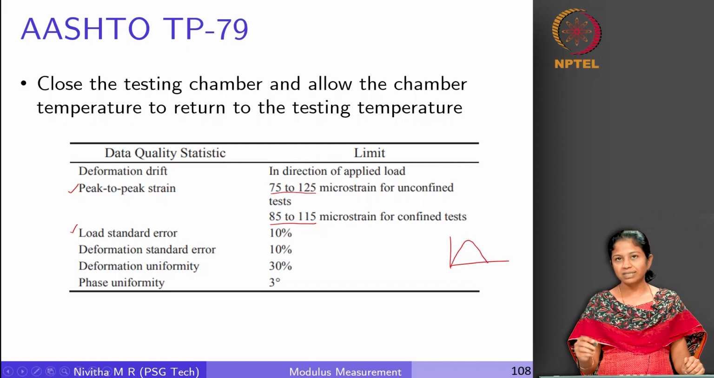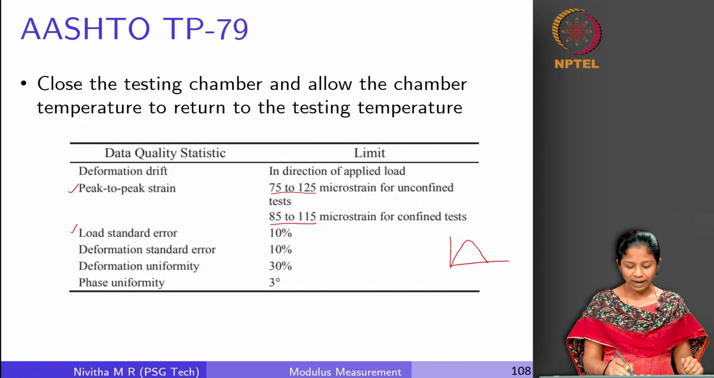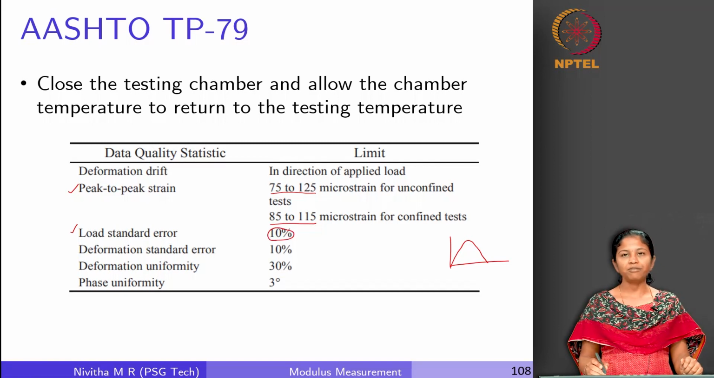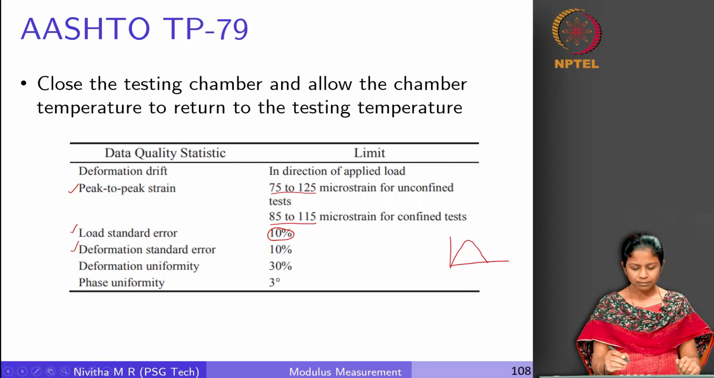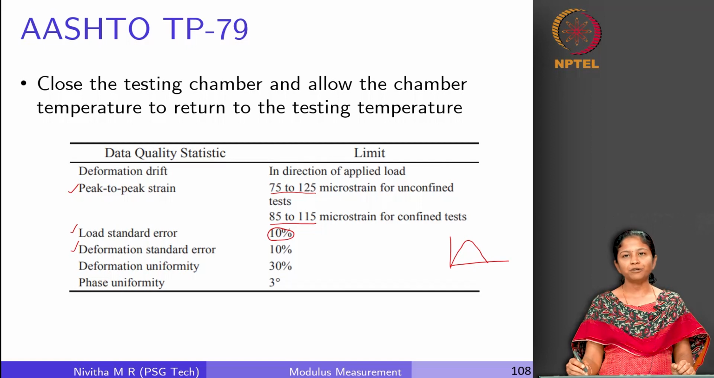So how close is the loading that is applied by the machine to this standard Haversine load is quantified, and the limit is a maximum of 10%. The second one is deformation standard error. The deformation standard error is the measure of the proximity of the strain response to a Haversine.